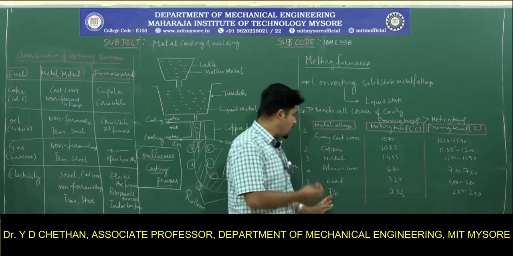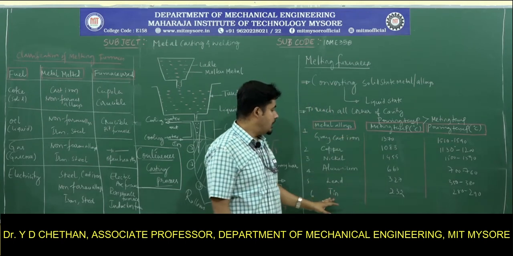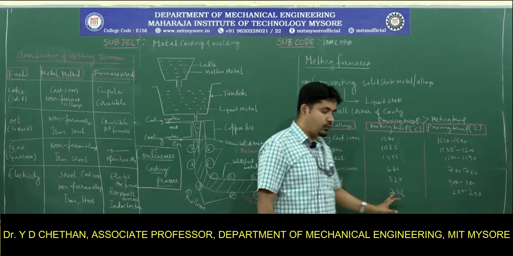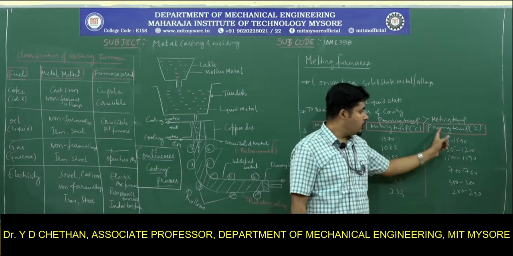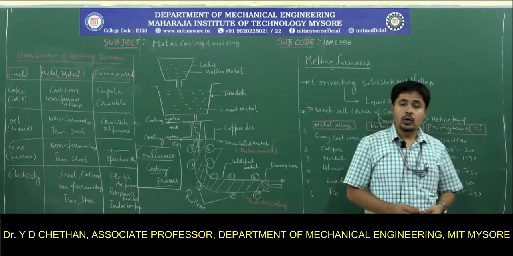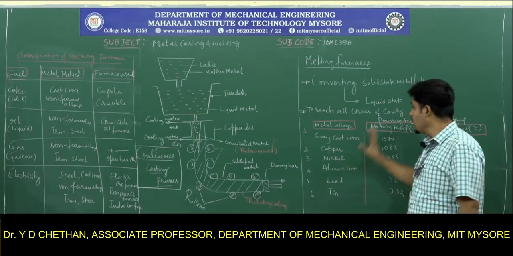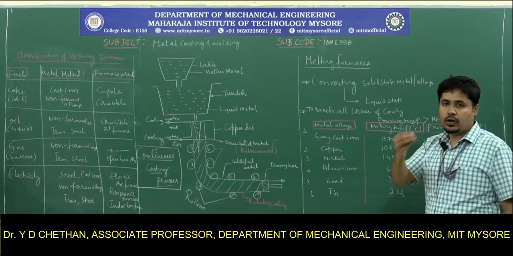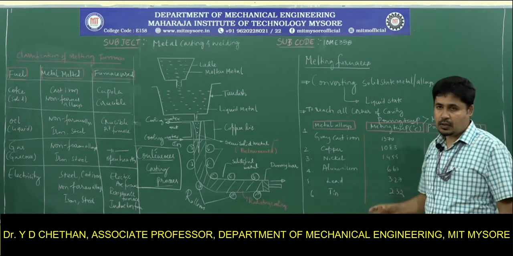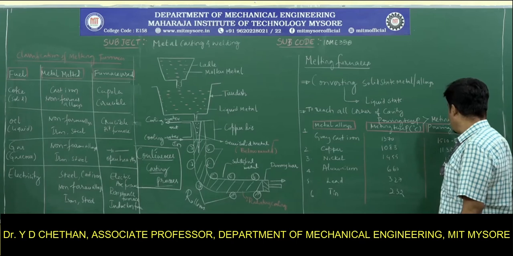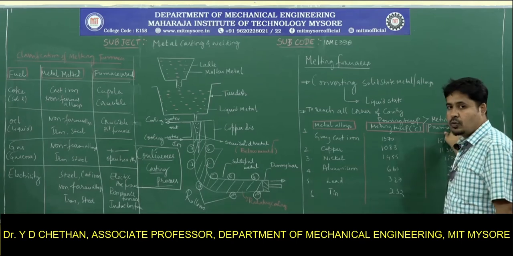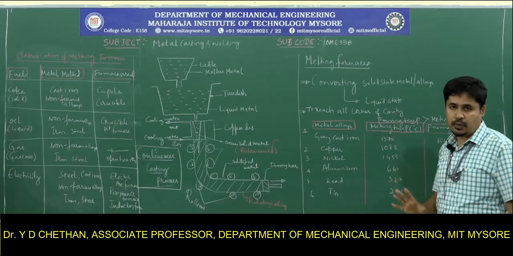The last metal in this tabulation is tin. It has a melting temperature of 232 degrees Celsius, whereas the pouring temperature is 280 to 290 degrees Celsius. The conclusion from this tabulation is that, to make the molten metal reach all possible corners, the pouring temperature should always be greater than the melting temperature.